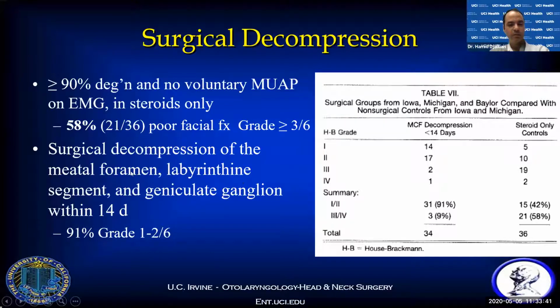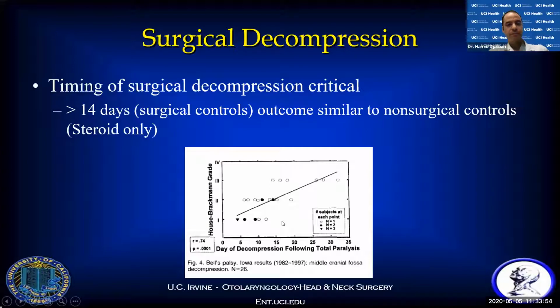So this is basically the area of the meatal foramen, labyrinthine segment, primarily the geniculate ganglion. It had to be done within the first 14 days. What they looked at is, if it was done after 14 days, they didn't do as well. So if the patients had the decompression later, the outcomes weren't as good, and you can see the outcomes here are higher grade on the scale.